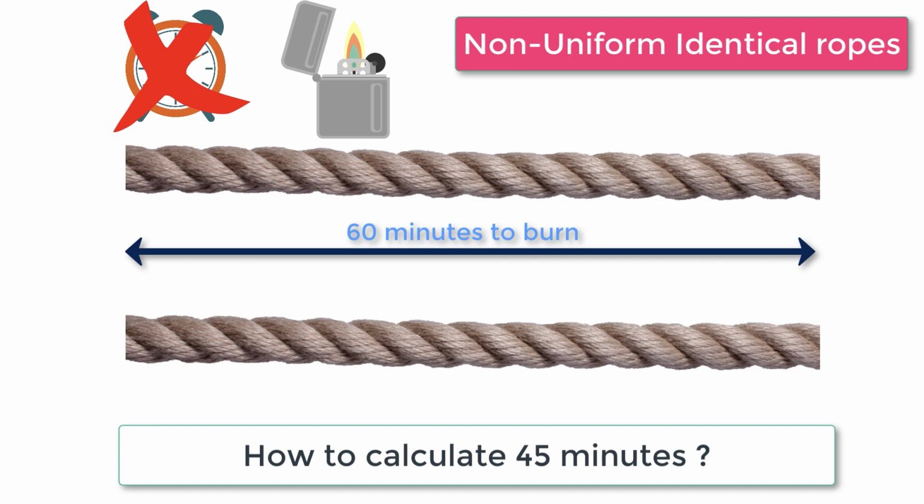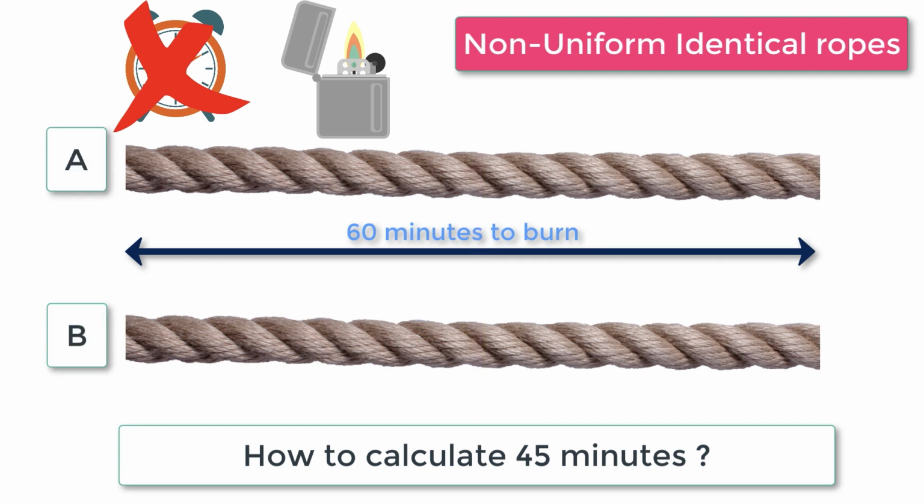As it is told in the question, the ropes are non-uniform. It means that if you cut a rope in 2 halves, then both halves may not take 30 minutes each to burn. But on the whole, the rope will take 60 minutes to burn. This approach is not going to help.